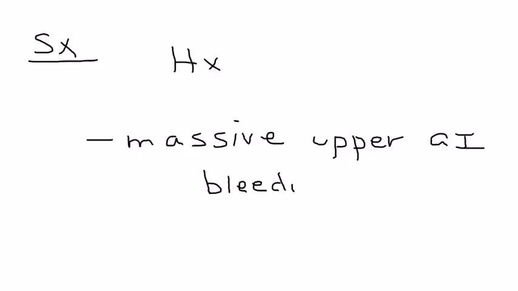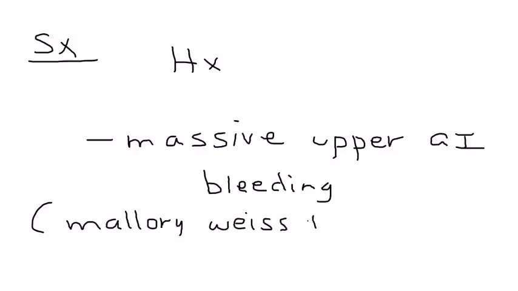Now, I wanted to quickly mention that clinical vignettes will sometimes try to trick you by putting in massive bleeding or some other terms, but in the answer choices, they'll have another option known as Mallory-Weiss tears. And you might wonder, what's the difference between Mallory-Weiss tears and this topic, esophageal varices? Because both occur in alcoholics and both cause upper GI bleeding.